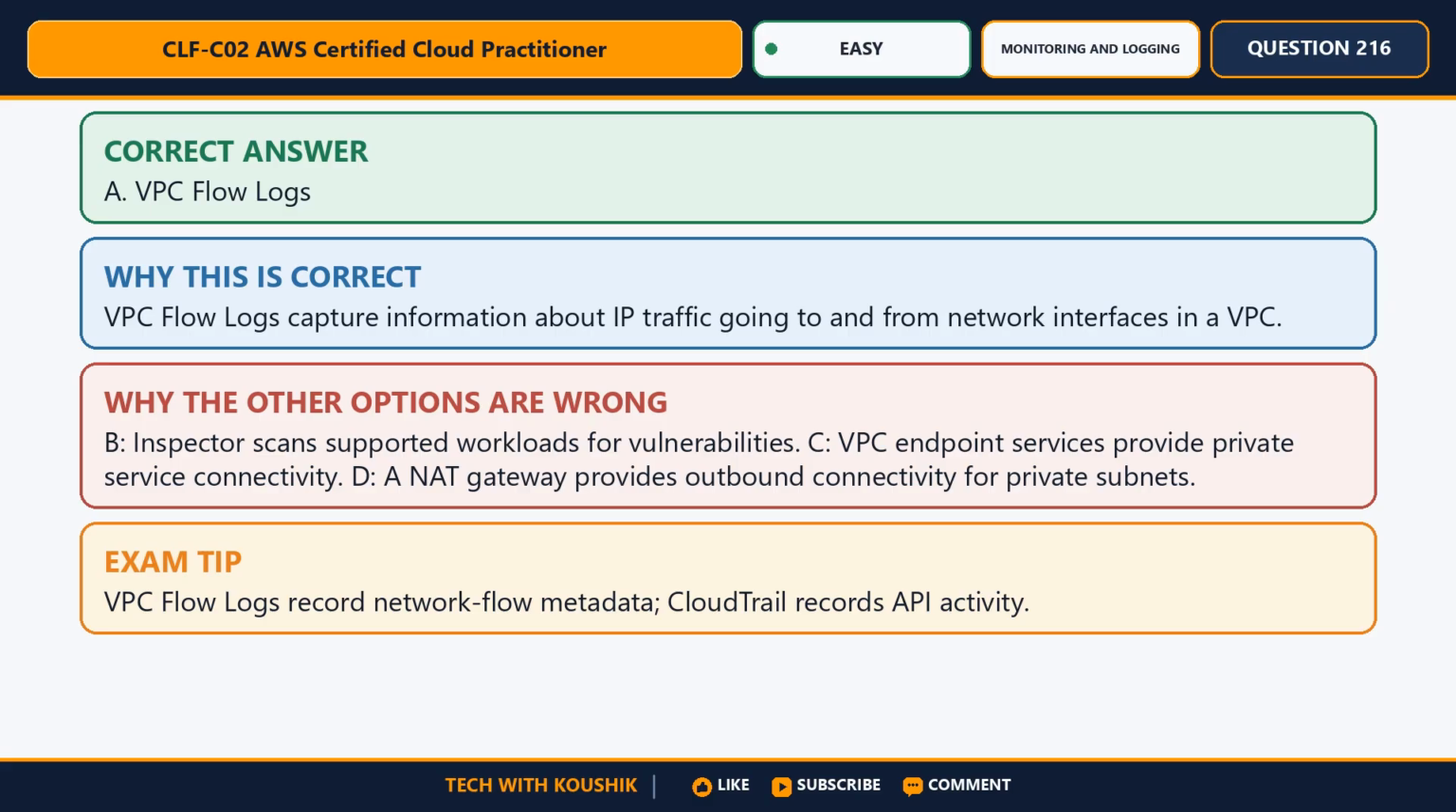B. Inspector scans supported workloads for vulnerabilities. C. VPC endpoint services provide private service connectivity. D. A NAT gateway provides outbound connectivity for private subnets. Exam tip. VPC flow logs record network flow metadata, CloudTrail records API activity.